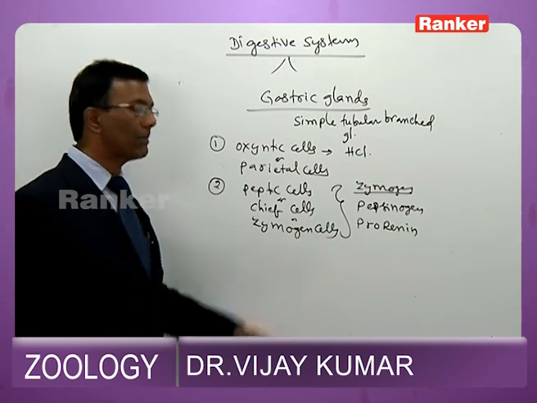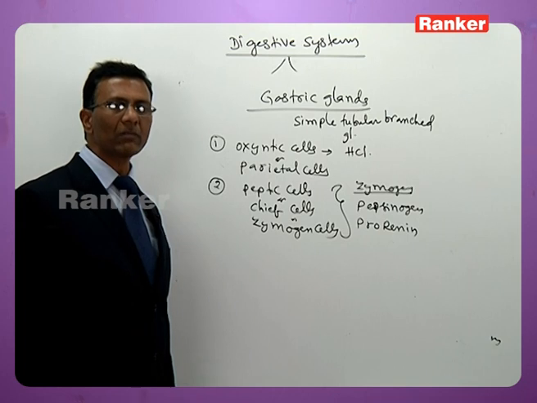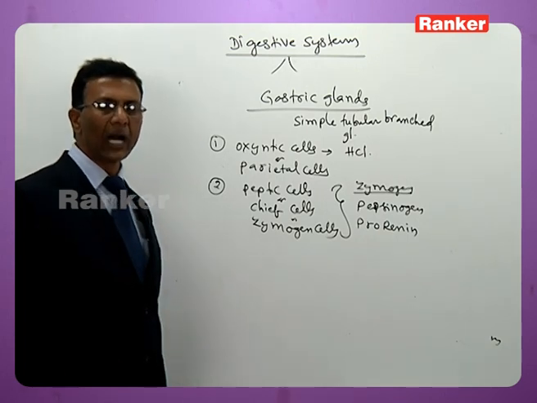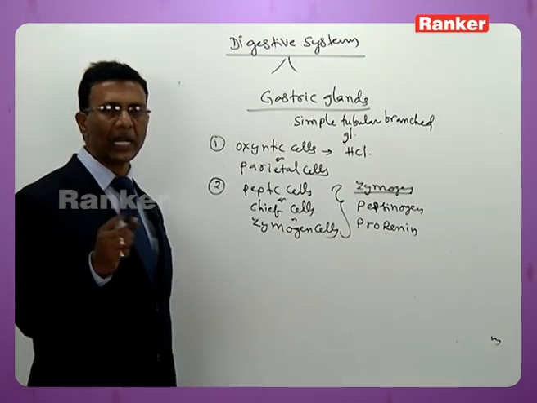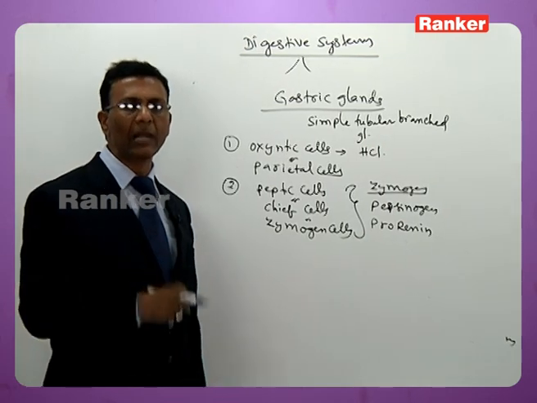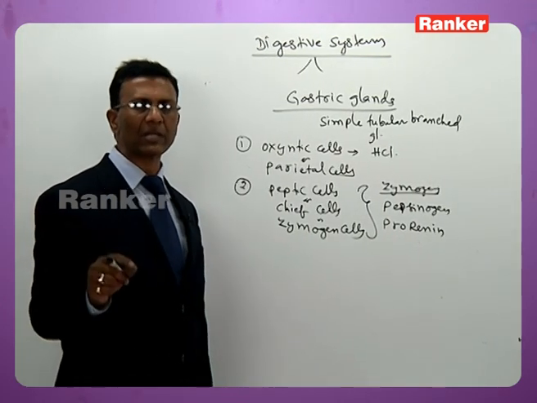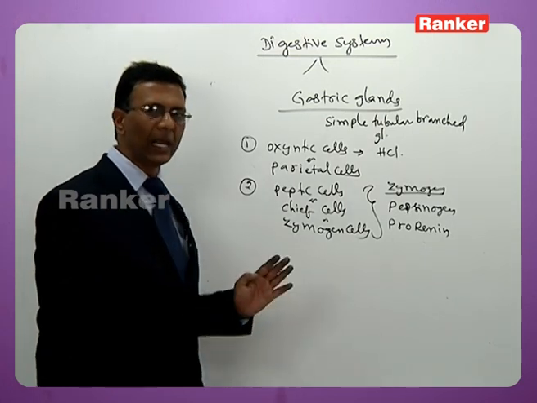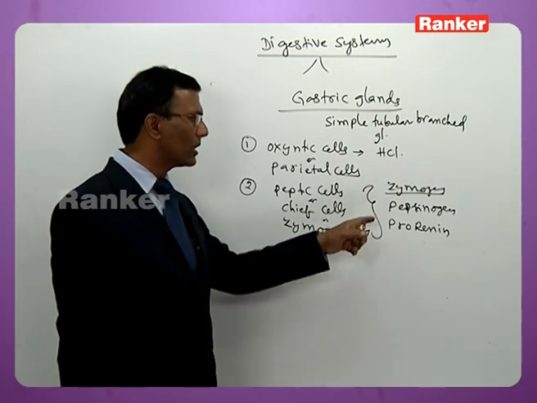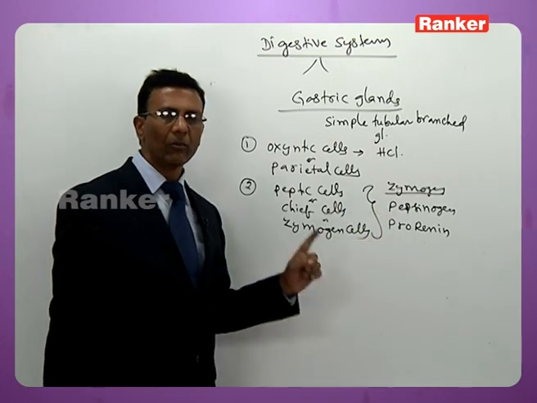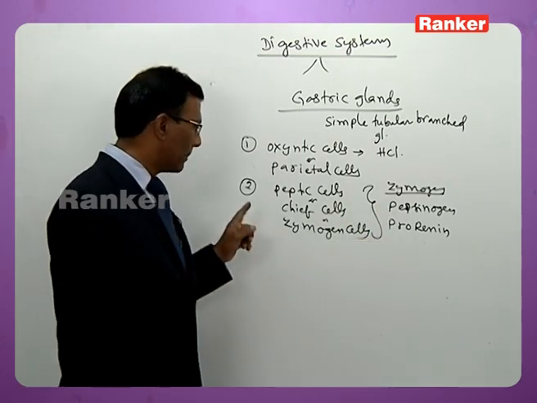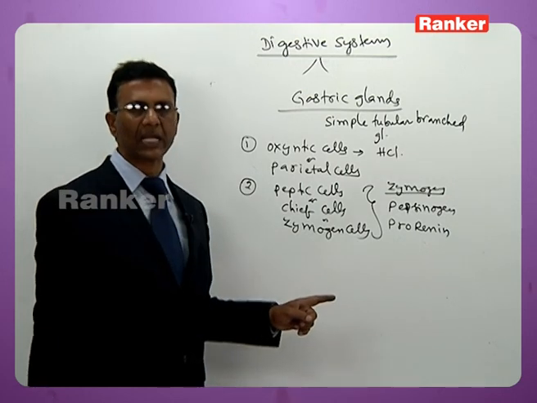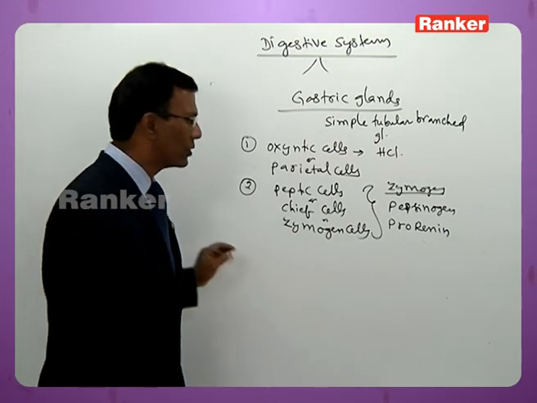Inactive form of any enzyme is called zymogen form. Most of the proteolytic enzymes in the human body are secreted in inactive form so that they do not damage the innermost layer of the alimentary canal. Only in the presence of substrate they are converted into active forms. So inactive form of any proteolytic enzyme is called zymogen form. Pepsinogen and prorenin, both of them are the enzymes secreted by the chief cells of gastric glands in zymogen form.